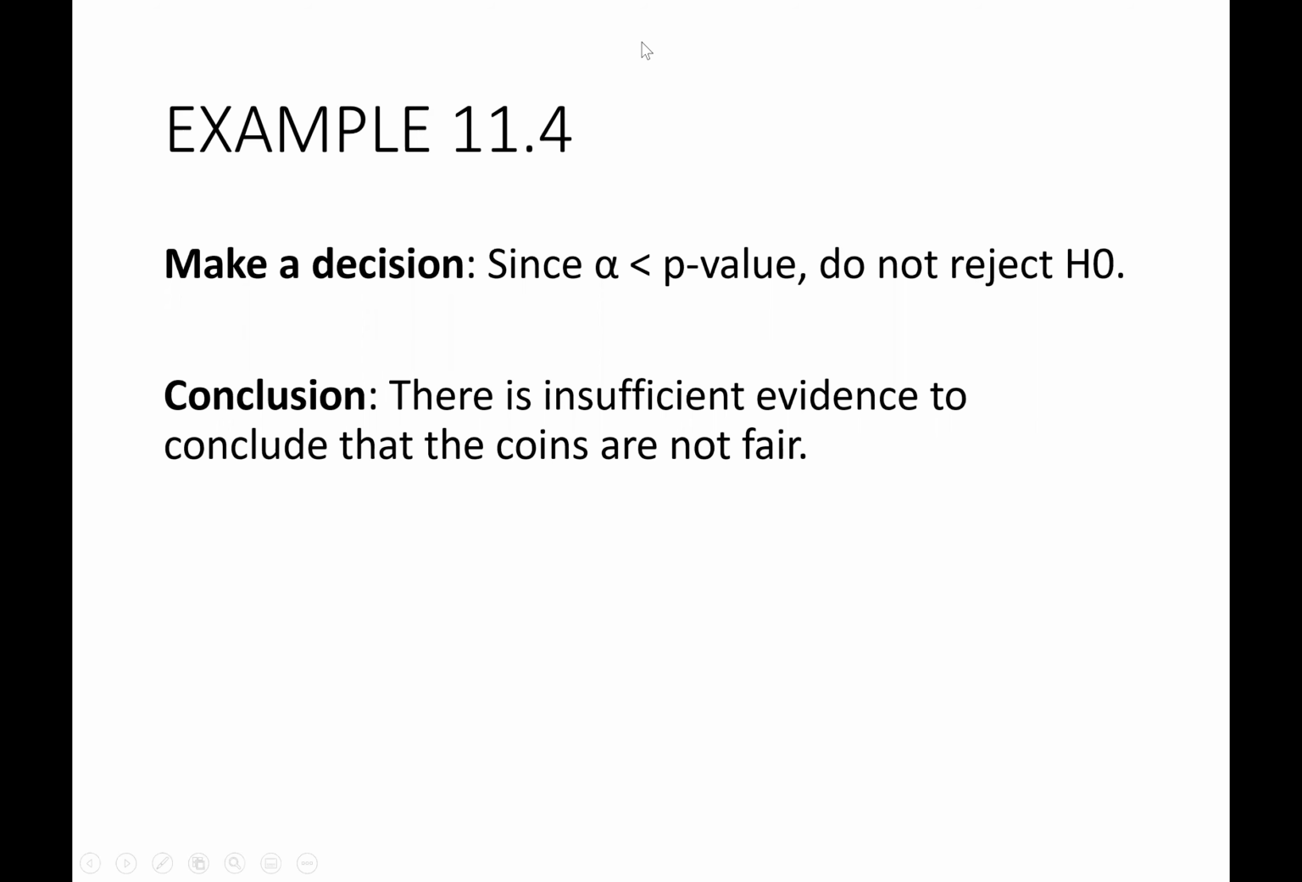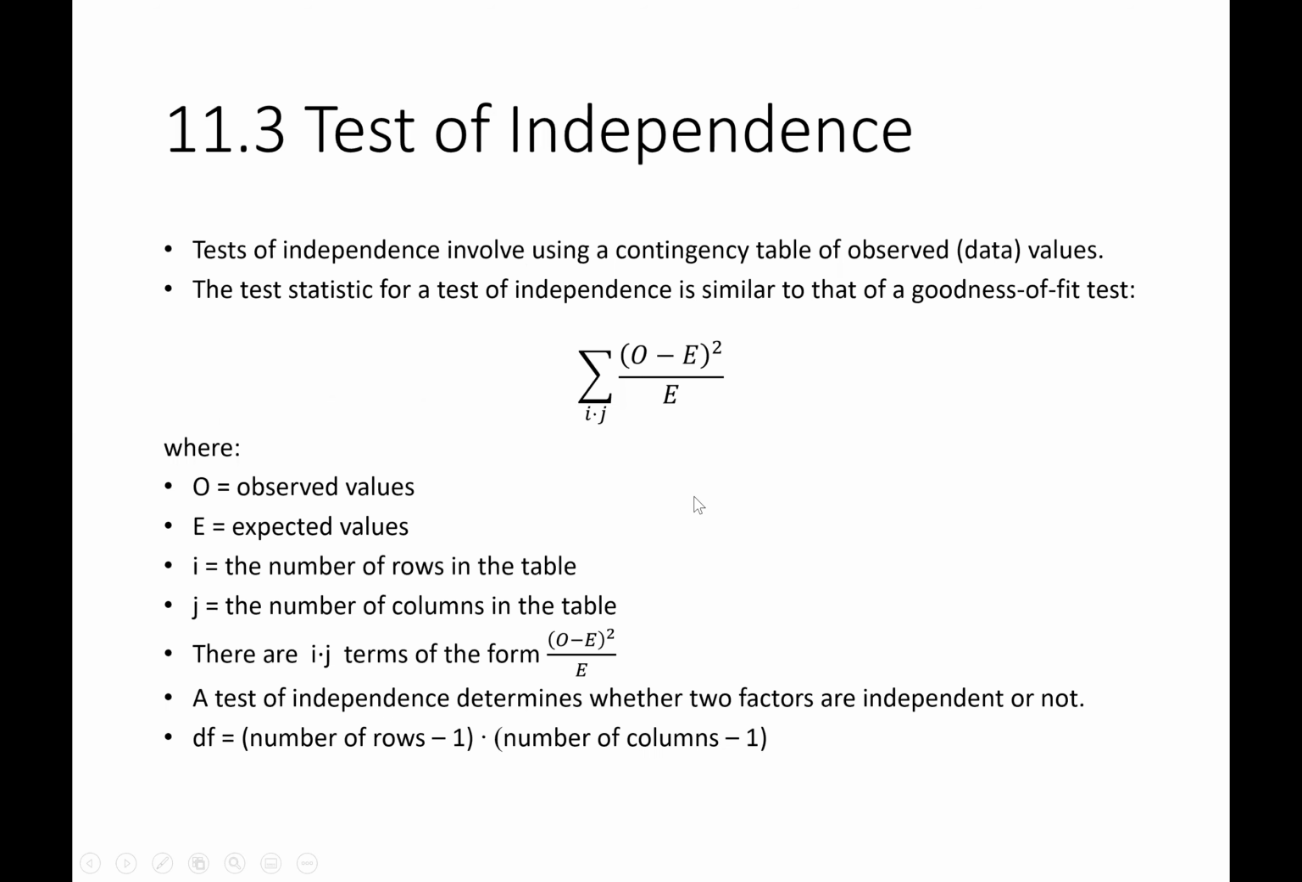Okay, and that is our goodness of fit. The next way we use the chi-squared is a test of independence. And we're going to be using contingency tables in this section. And we're going to use matrices in our calculators.